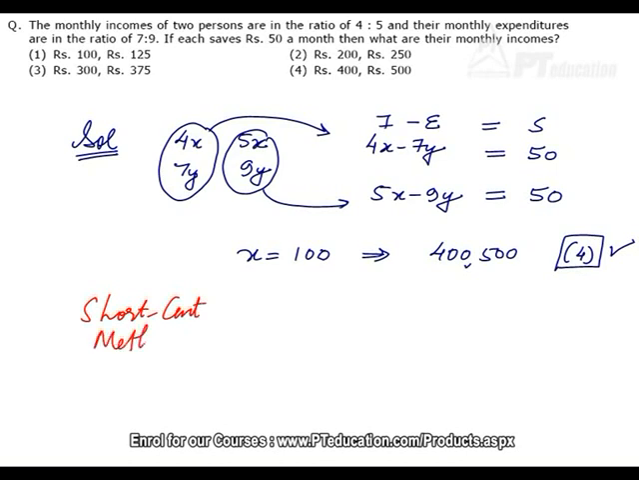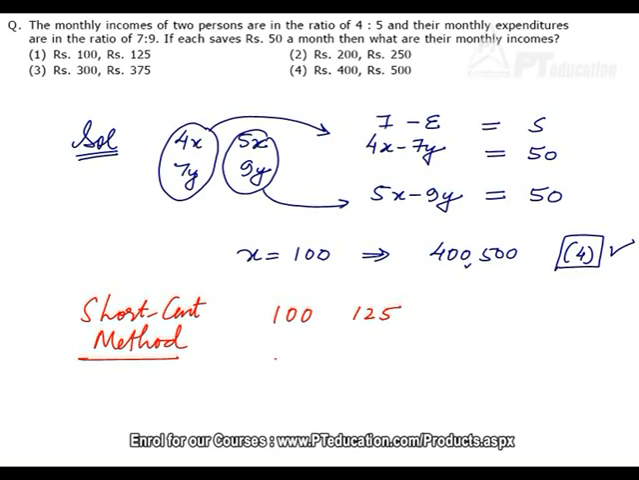So do we have a shortcut method? Yes, we have this habit of always finding a shortcut, because in objective competitive tests, it's a good idea to work with shortcuts, provided your conceptual clarity is good. Shortcut method. Start from the options. The monthly incomes are 4:5 and expenses are 7:9.